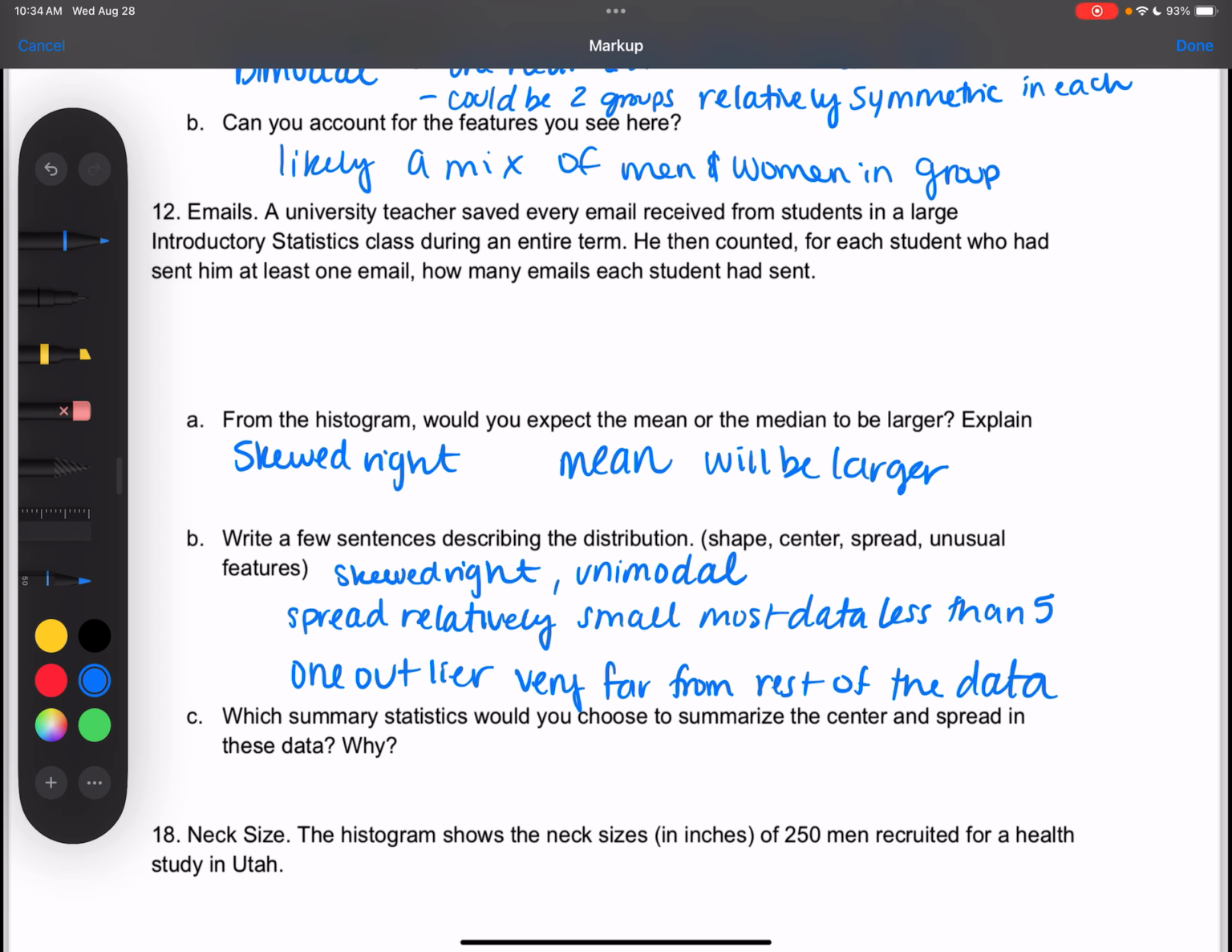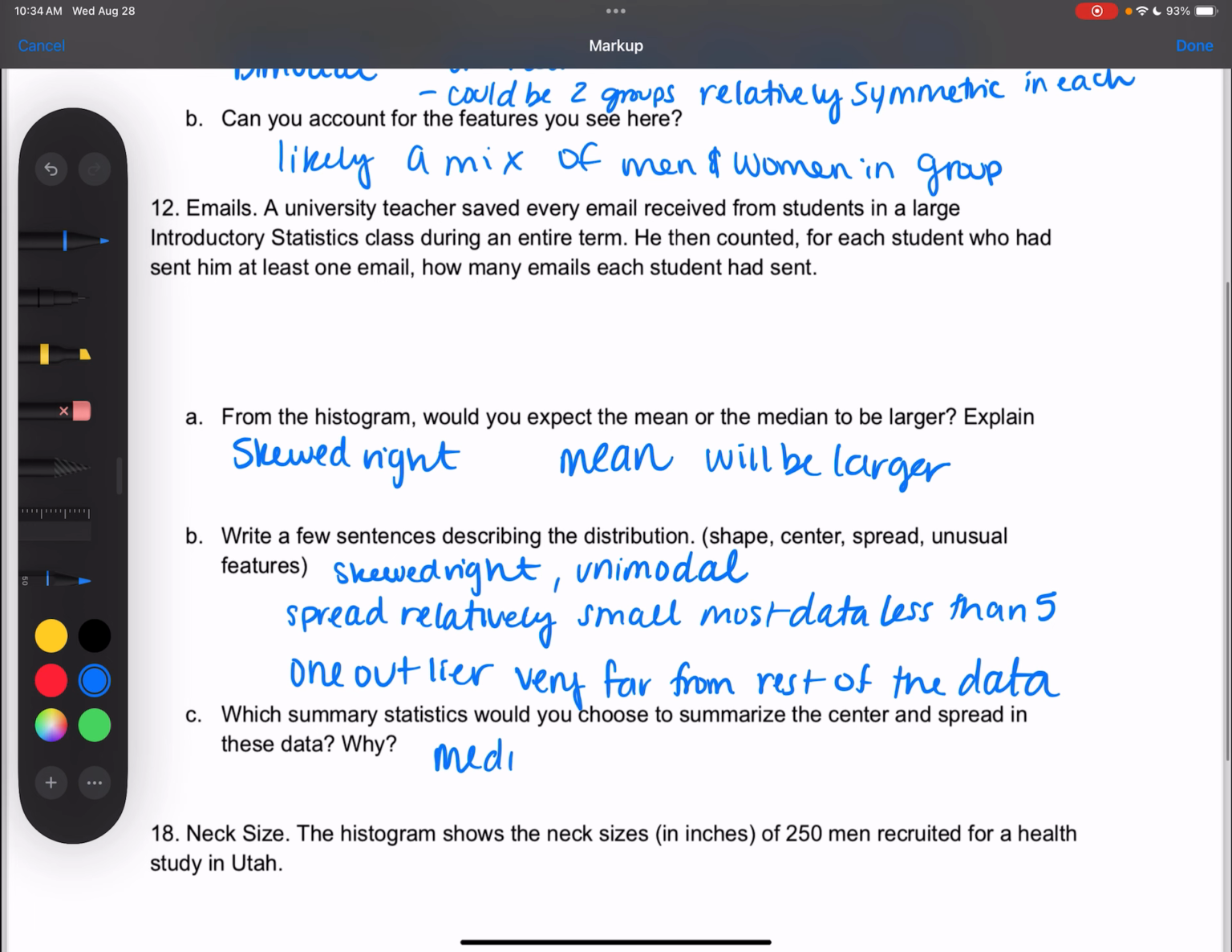IQR. So it is going to be median and IQR because it's skewed. If it was a tiny bit skewed, it would depend. But this one is very skewed because obviously you had a lot at the beginning and then it drops. So this would be median and IQR.